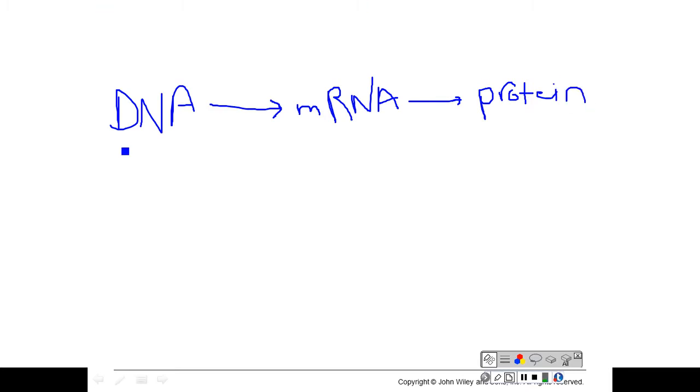So the DNA, remember, is in the nucleus. That's transcribed into a substance called mRNA, or messenger RNA, and that messenger RNA is then used to make a protein.